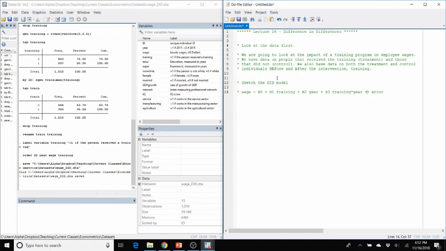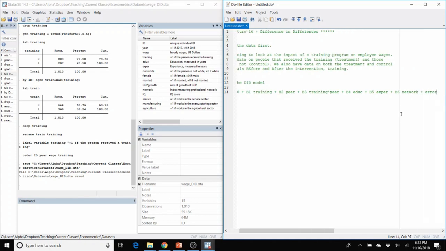Beyond that, what we can do is also include some time-variant observables. So we'll throw education in there and experience, and let's throw network in there. I can't remember if network changes over time. We'll throw network in there just in case. So we'll do beta 4, plus beta 5. We're just sketching out our model here. Beta 6, and then the error term. So that's what our model is going to look like.